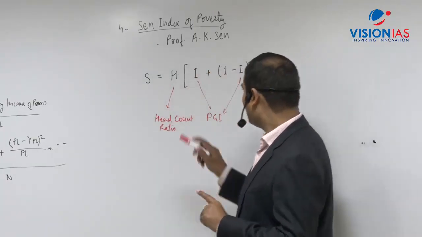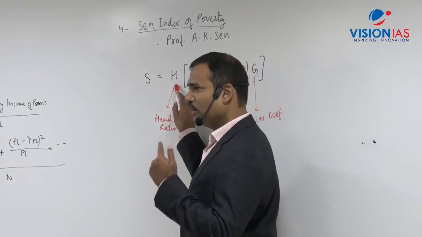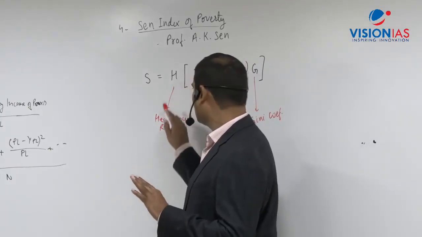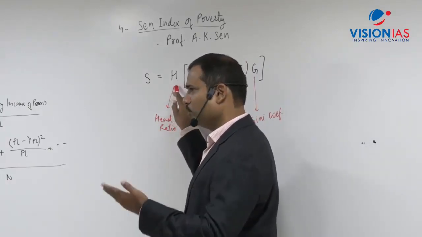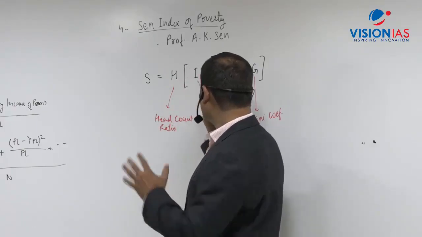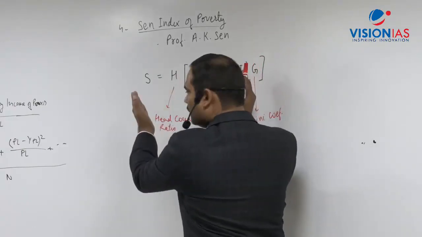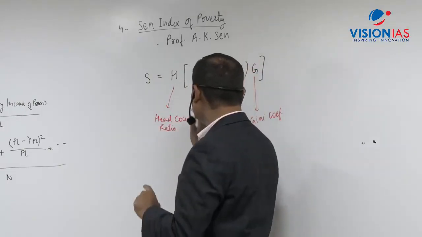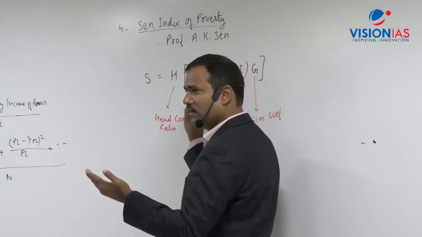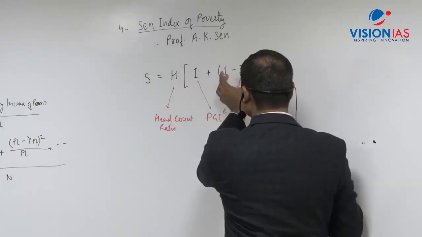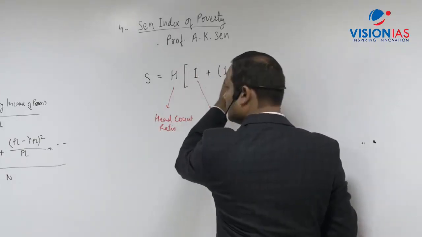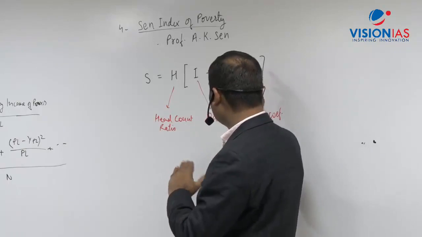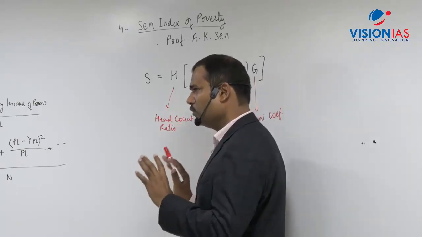Now you can see that the higher the H, the higher should be the value of S. More poverty ratio, higher value. Higher should be this overall. It depends on this component too, so the higher the PGI, the higher the value. And it depends on this and this. G shows inequality, so the higher the G, the higher its value. The formula is not very important, you should have only the idea.